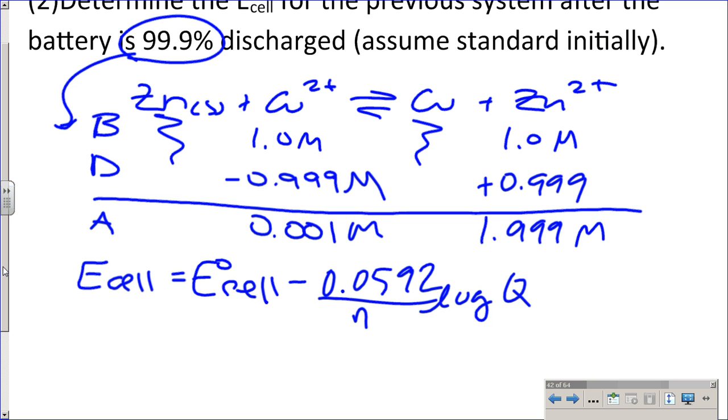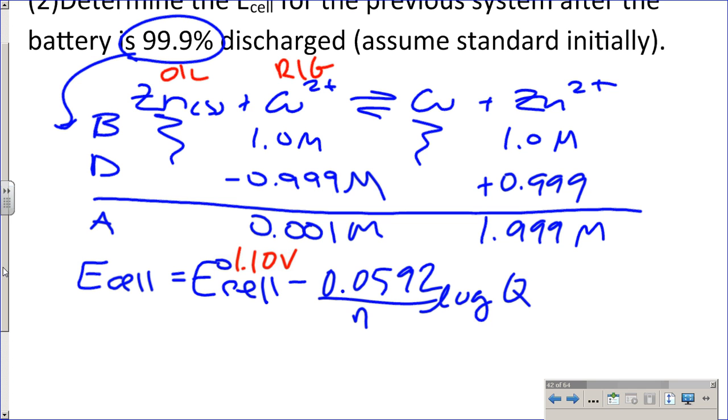Red minus ox, right? And that would just be whoever red is. Who's red? Who's being reduced? Copper's being reduced because it's going from copper 2 plus to copper solid, so it's gaining 2 electrons, right? So you could look for the number associated with copper and then the number associated with zinc. Okay, so we could get this, and I already have it for you. It's 1.10 volts. What is N in this problem?